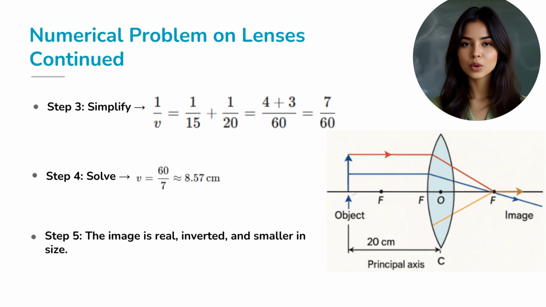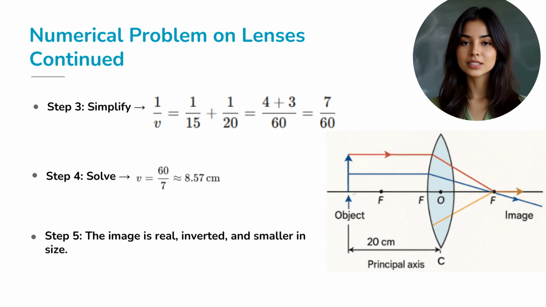That's where the image forms on the other side of the lens. Step 5. Nature of the image. Now let's interpret. Since v turns out positive, the image is real. Real images form on the opposite side of the lens, and in ray diagrams, they come out inverted. And because the image distance is less than the object distance, the image will also be smaller in size. So we conclude real, inverted, and diminished.